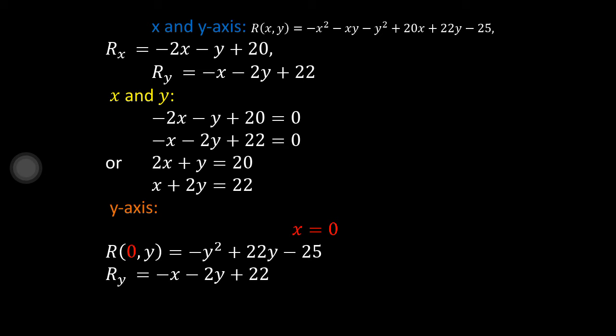Pag sinet natin yung expression na to equal to 0, ang makukuha nating value ng y is equal to 11. Pero, yung nakuha nating sagot is ignored kasi outside the region of feasibility siya. Kaya, try natin yung x-axis. Substitute natin into the revenue function. So, same sa ginawa natin, yung y naman ngayon yung palitan natin sa 0.